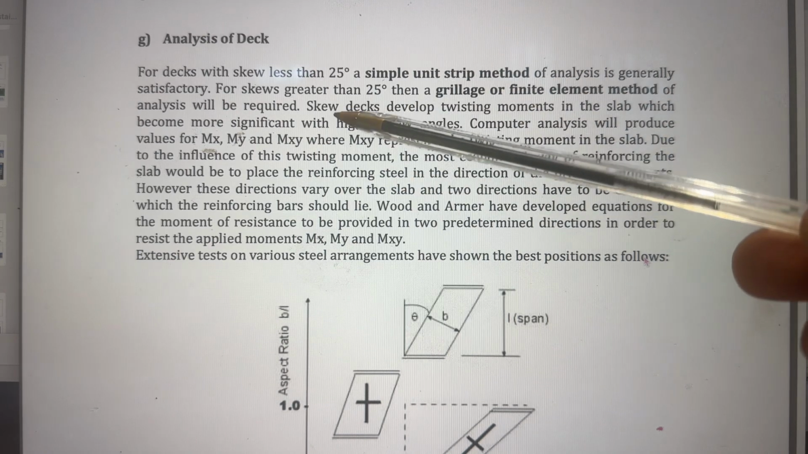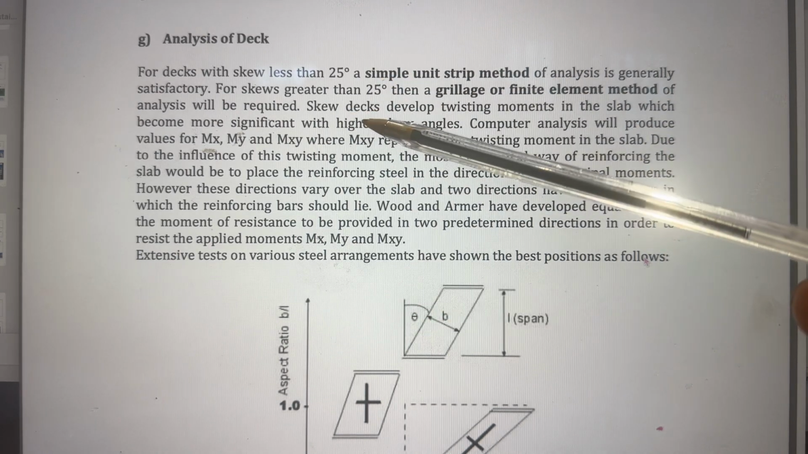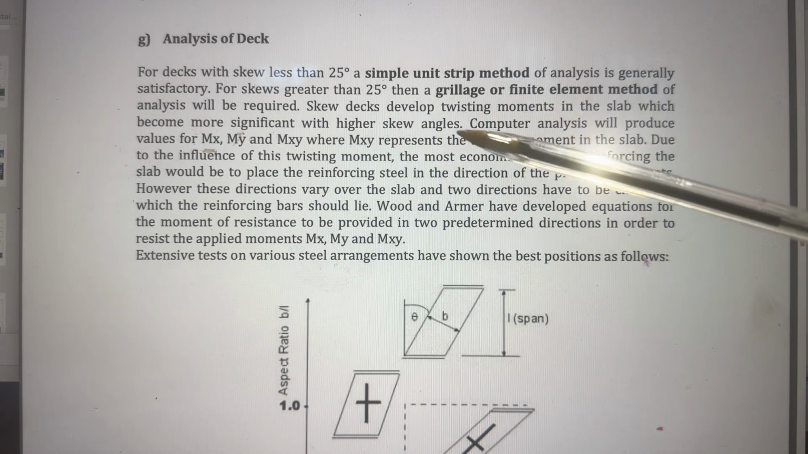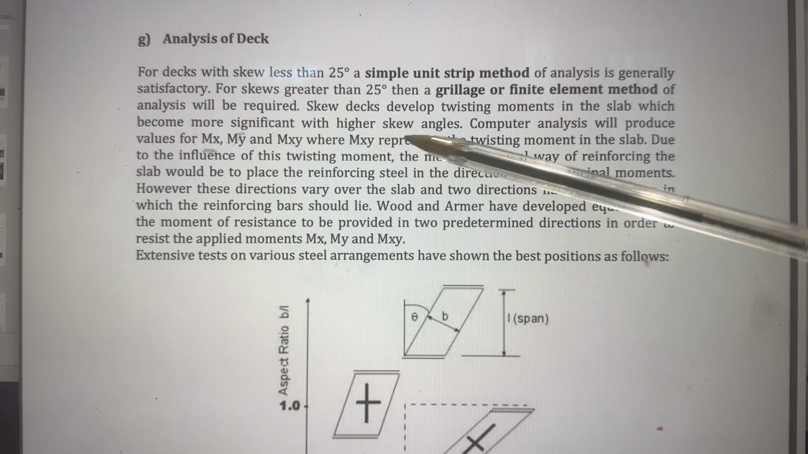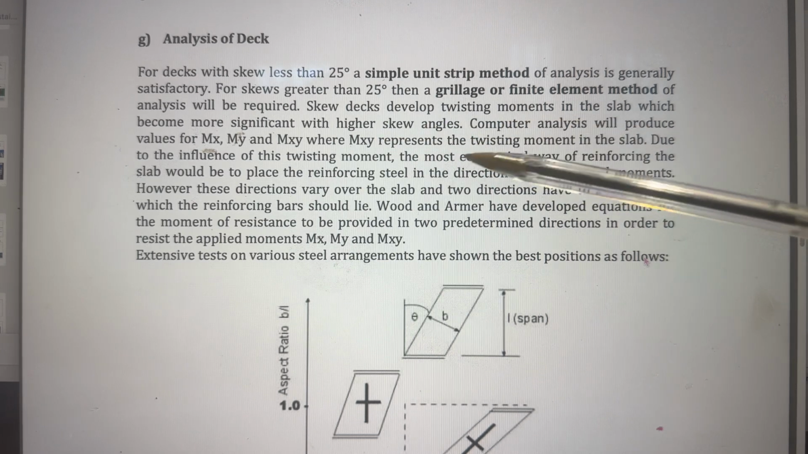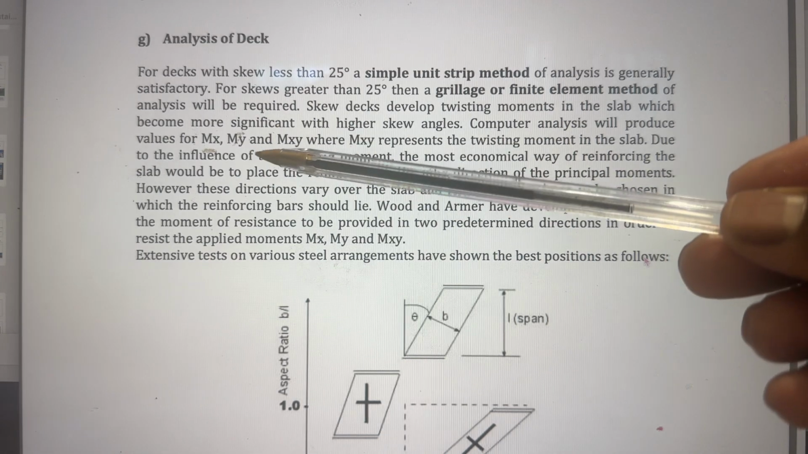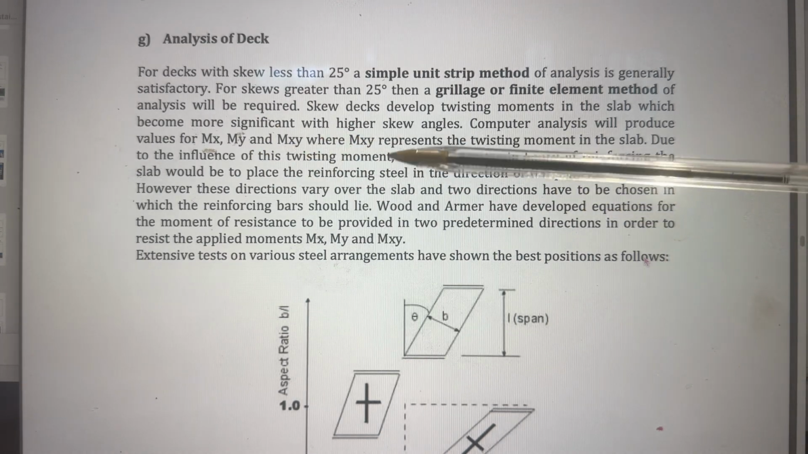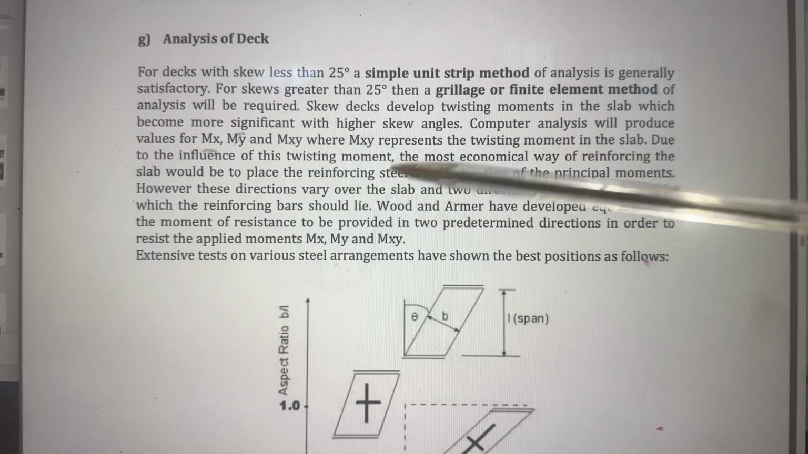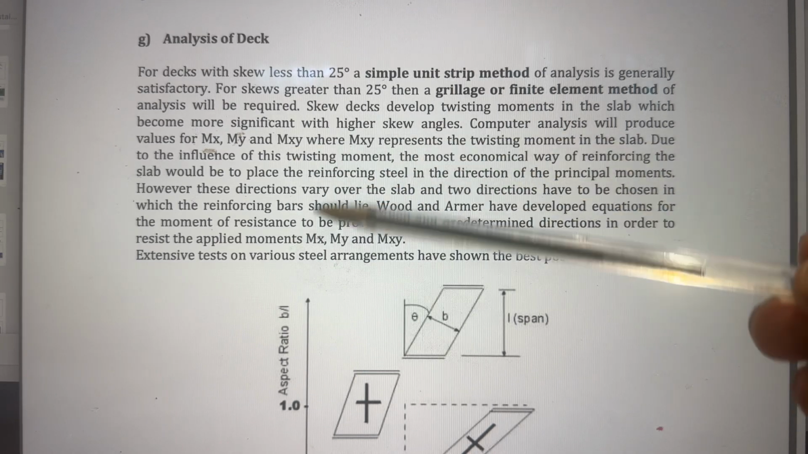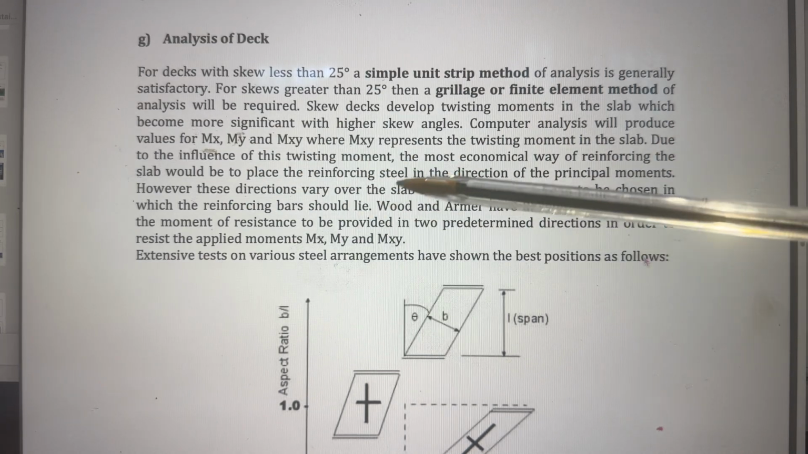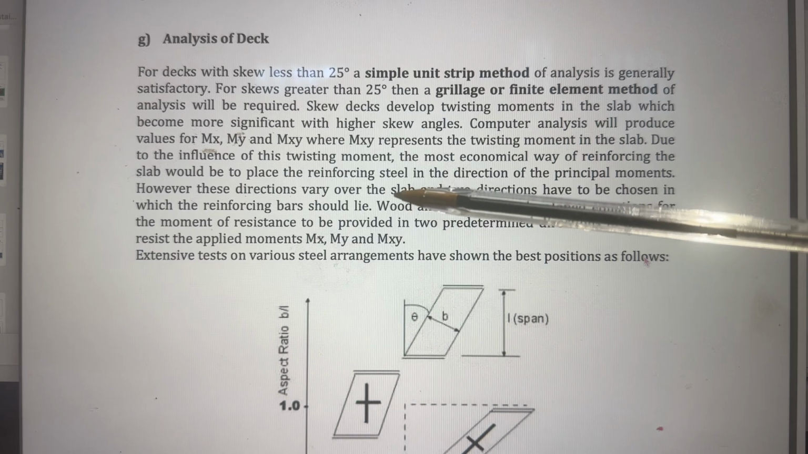The issue of skew is very important because skew decks develop twisting moments in the slab, which become more significant with higher skew angles. Computer analysis will usually give you the values of mx, my, as well as mxy, where mxy represents the twisting moment in the slab. Due to the influence of this twisting moment, the most economical way of reinforcing a slab under a skew bridge requires you to design the reinforcement in a particular way.